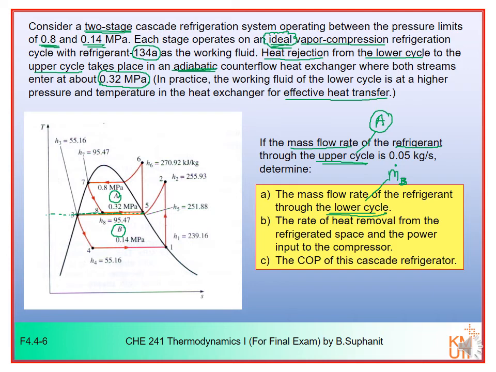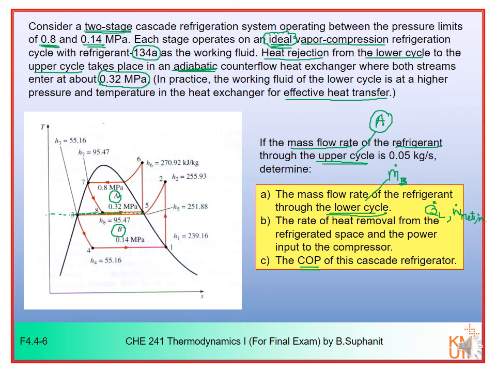We also want to determine the rate of heat removal from the refrigerated space and the power input to the compressor. It means we want to determine QL dot and W net in dot as well. And lastly, we want to determine the COP of the cascade system here.